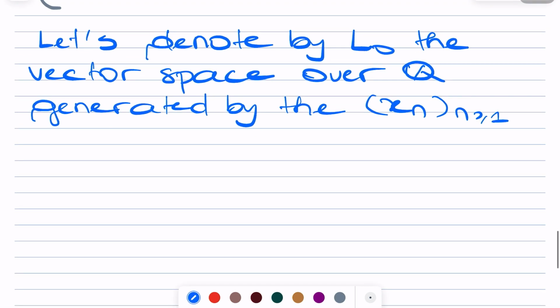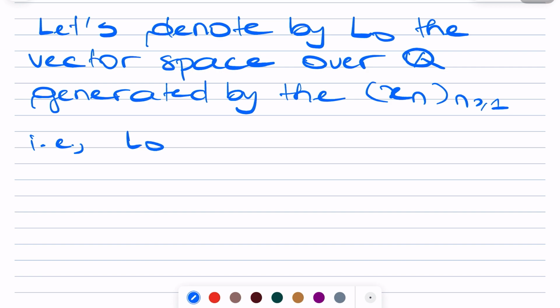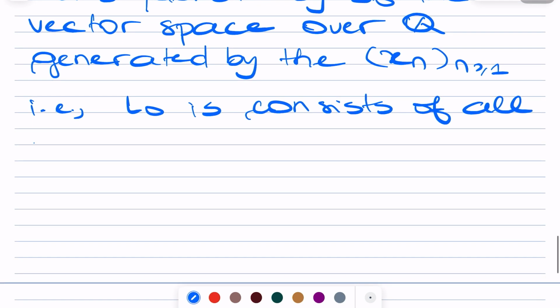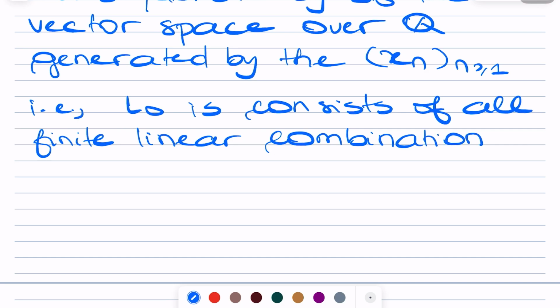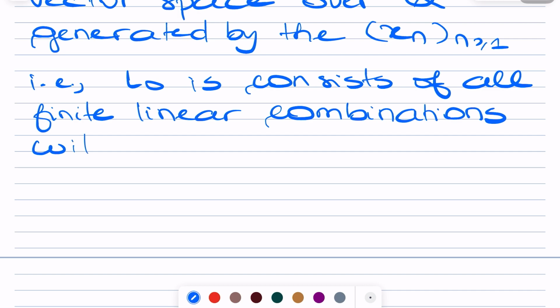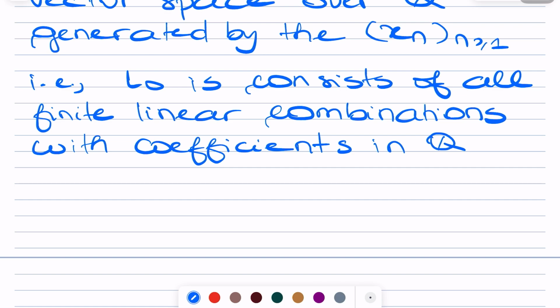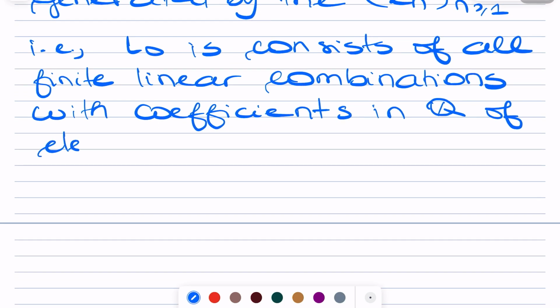So this means that L0, I mean, we know how to define the span, right? So this means that L0 consists of all finite linear combinations with coefficients in Q, right, of elements x_n, n greater or equal than 1. So now we claim that L0 is actually countable.